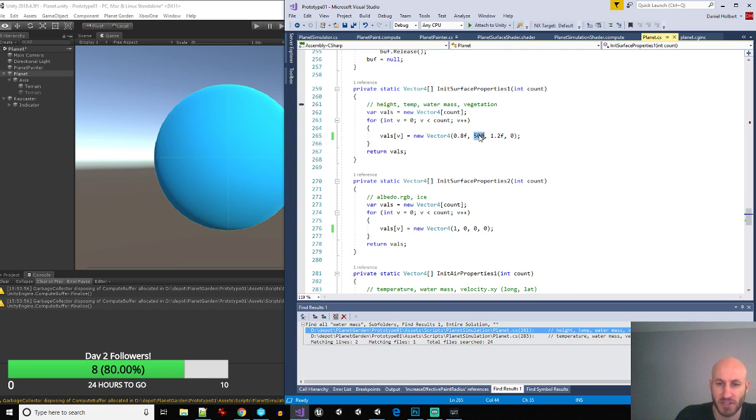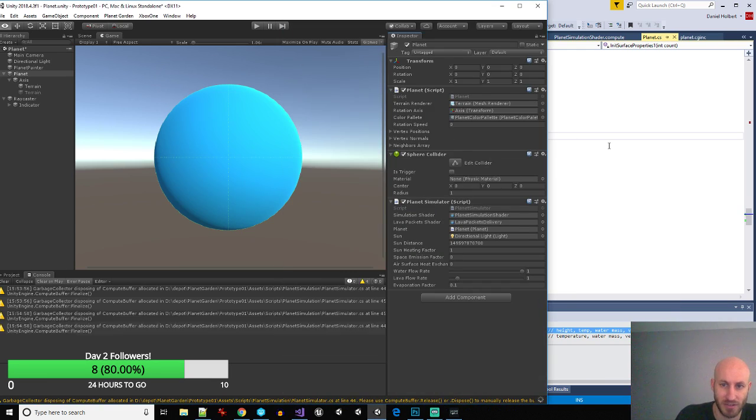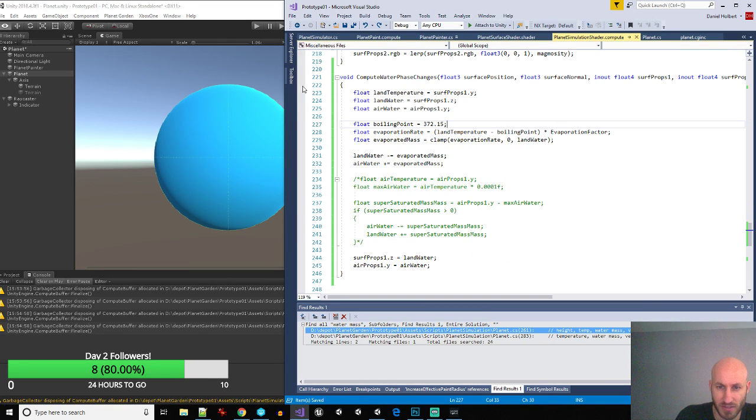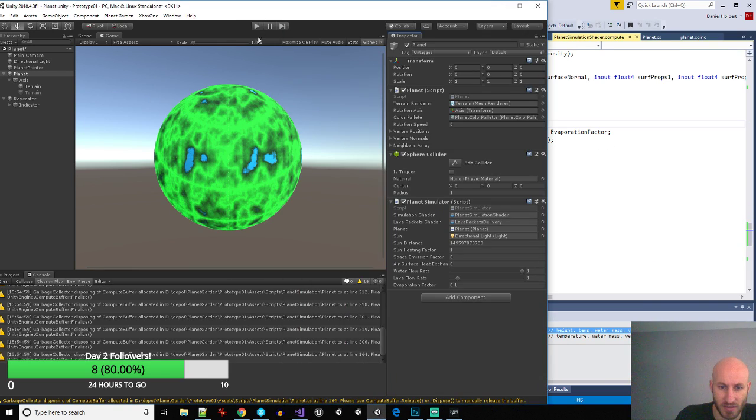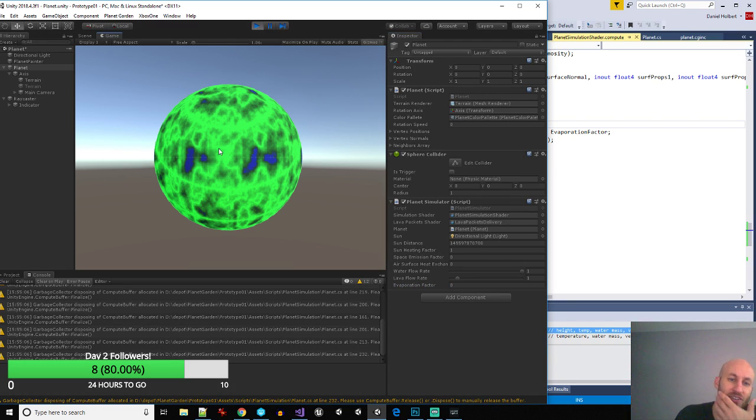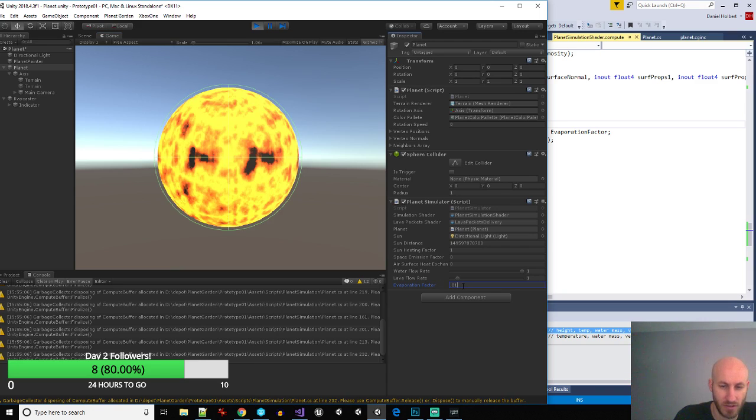So right now I'm setting it to 500 degrees. Let's set it to like 3000 degrees and see what happens. I'm going to start off with evaporation factor off. So it's so hot, it's actually kind of like lava. And then 0.1. Wow, that was fast.